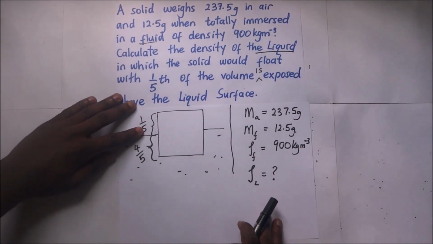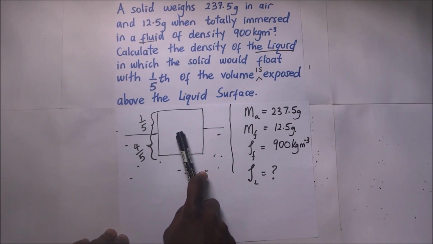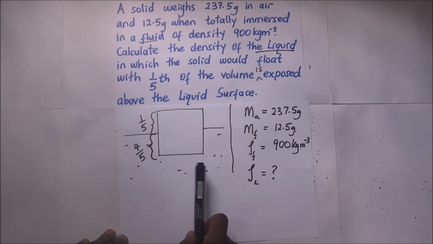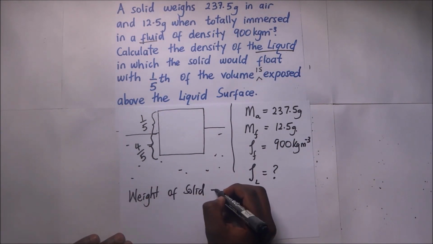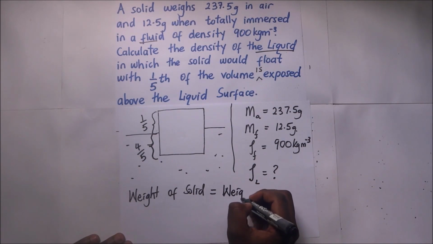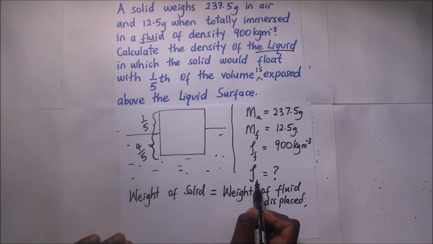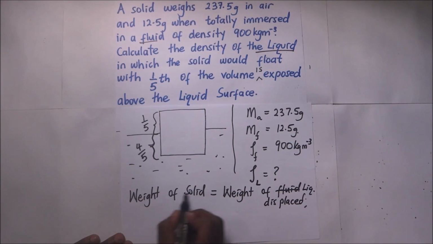So of course, we are still going to use the law of flotation, that the weight of this solid is going to be equivalent to the weight of the fluid that has been displaced. So we will begin from that point and say that the weight of the solid is the same as the weight of the fluid displaced. Let me call it liquid, because this one we've referred to as subscript L, the weight of the liquid displaced.